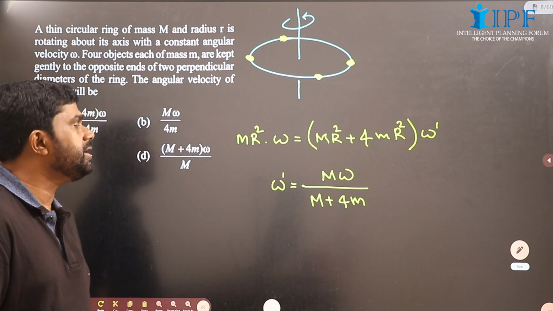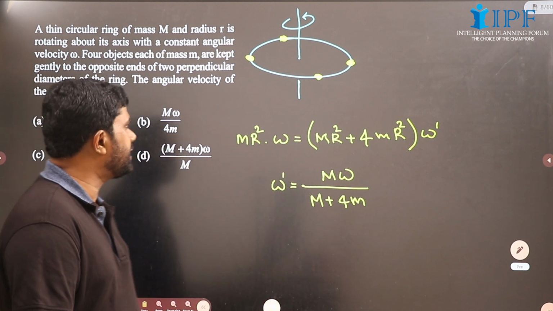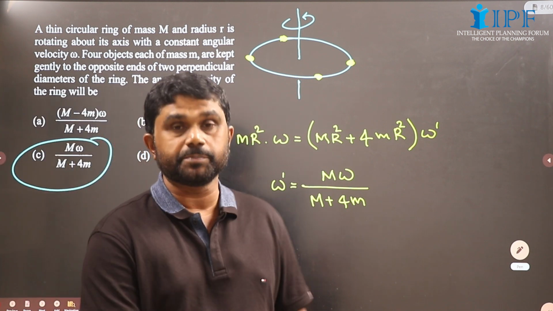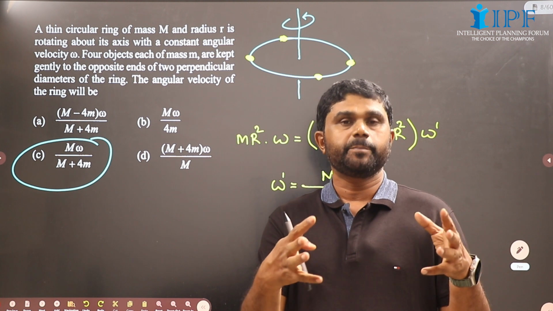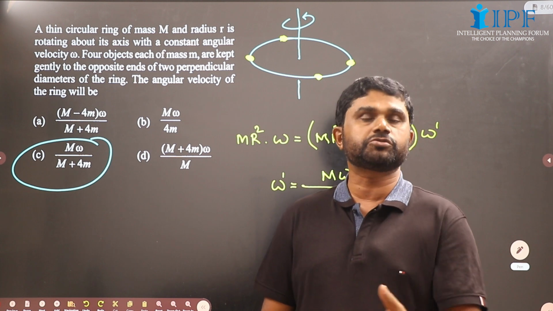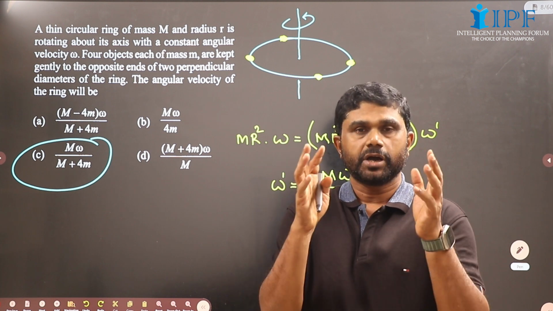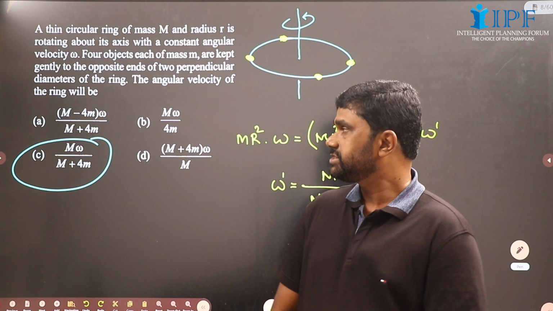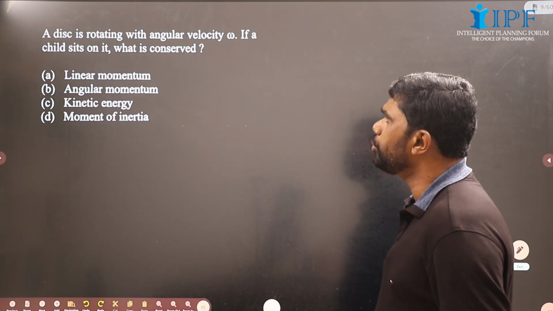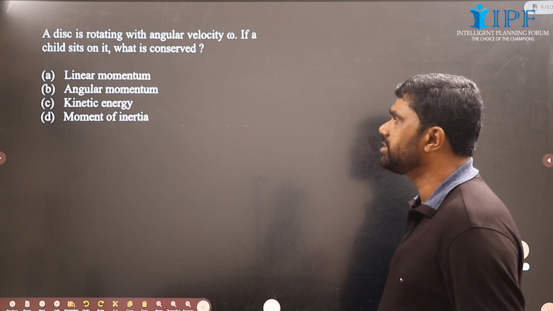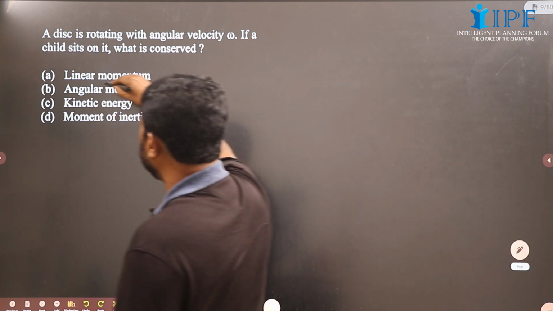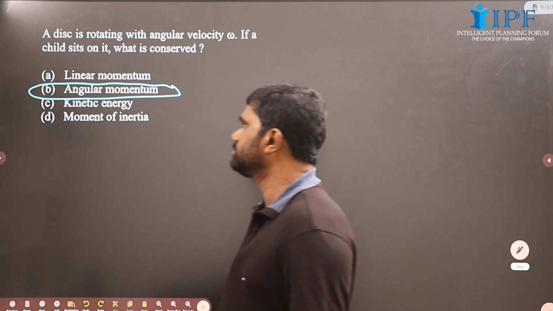So omega dash will be M omega divided by capital M plus 4m. This is very simple, but it is a typical question. Many times the same or similar questions appeared in the NEET question paper, so you have to understand this. Similar questions you can expect always. A disk is rotating with angular velocity omega, if a child sits on it, what is conserved? Only angular momentum will be conserved.